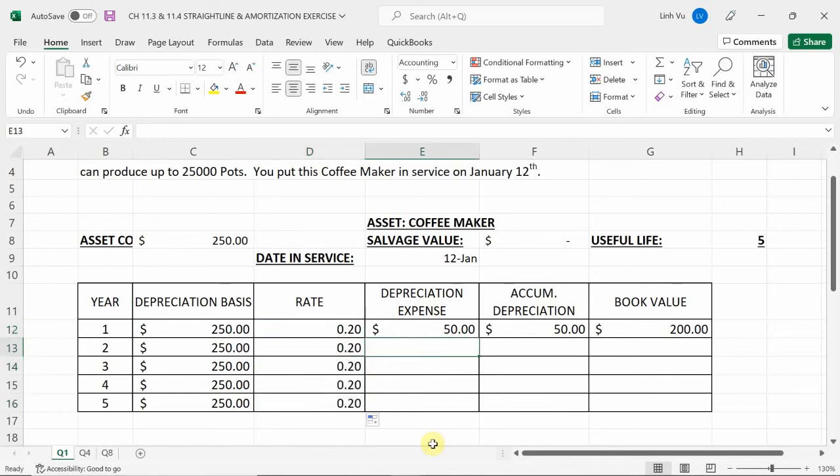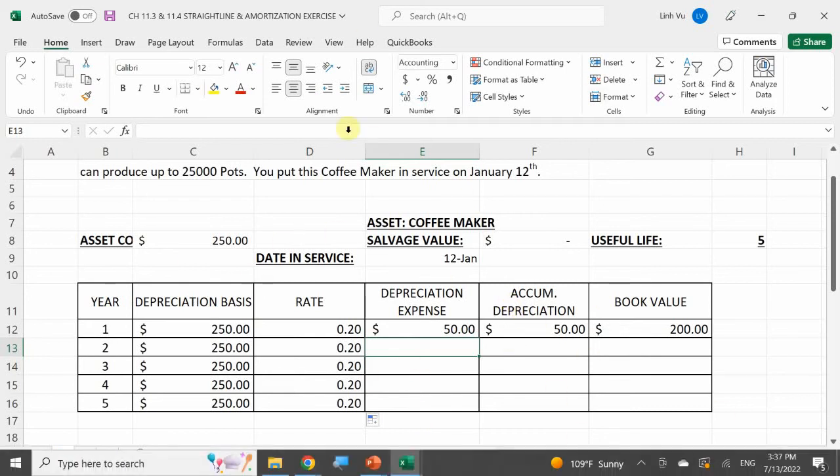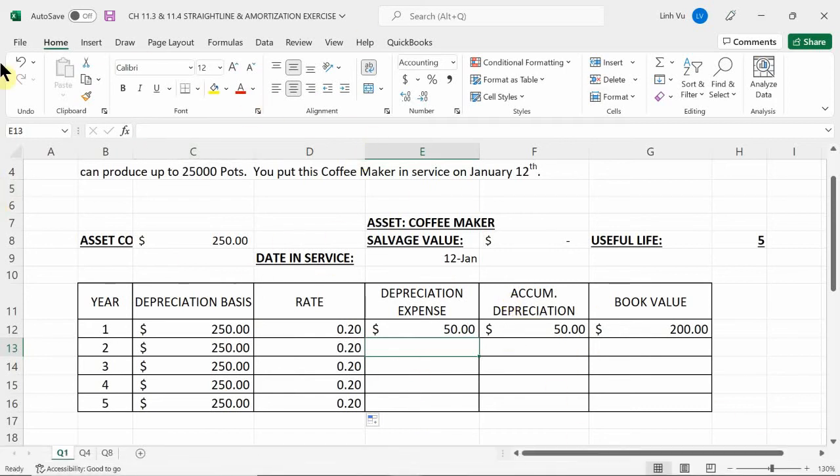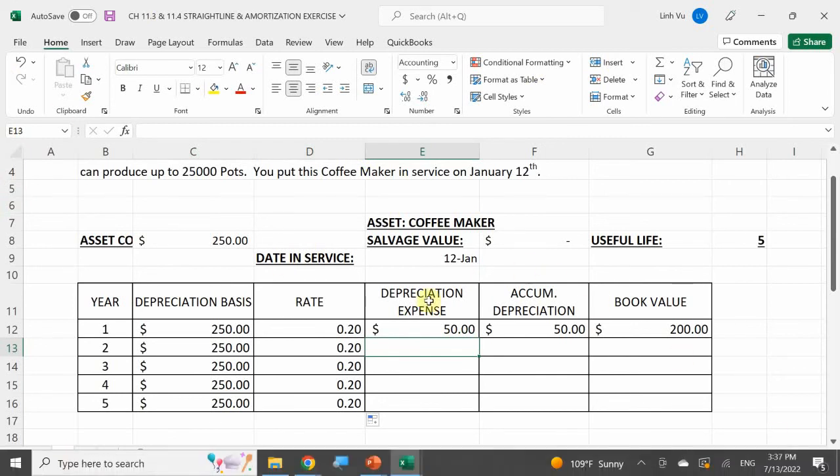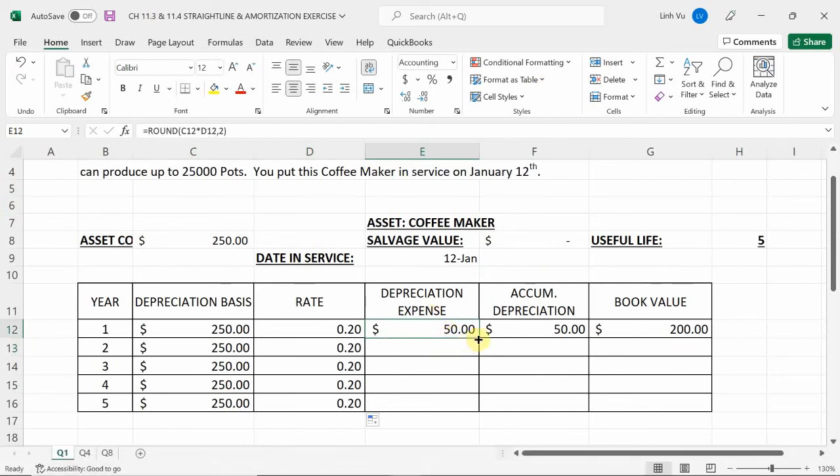What about my depreciation expense? It's going to stay the same, because 250 times 20% is going to give you another $50. Okay? Same thing for year 3. 250 times 20% is still going to give you $50 at all 5 years. It's going to be $50. So the only thing I'm really calculating is just the accumulated depreciation and book value.